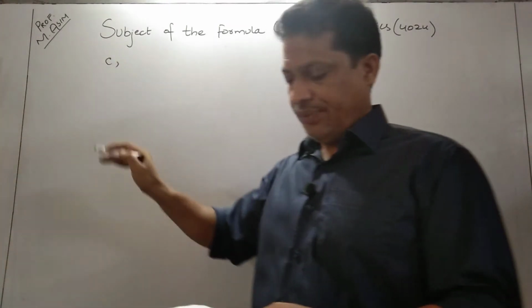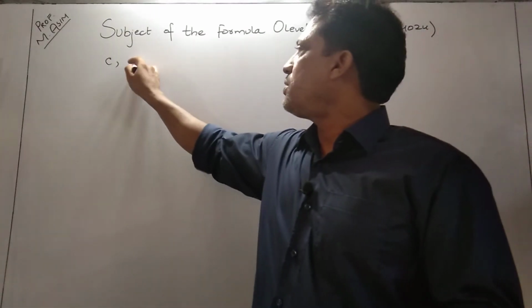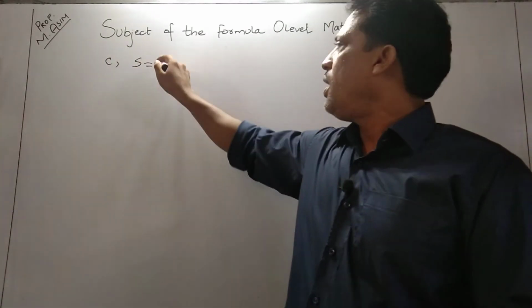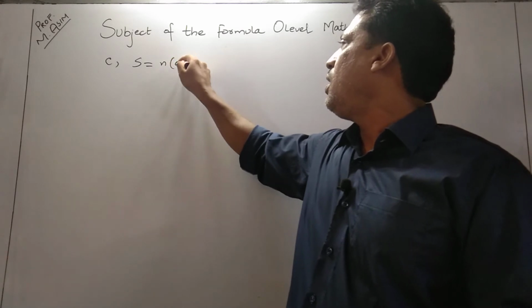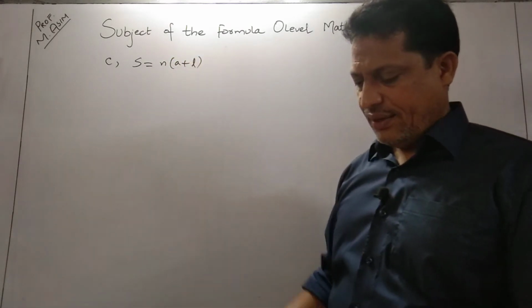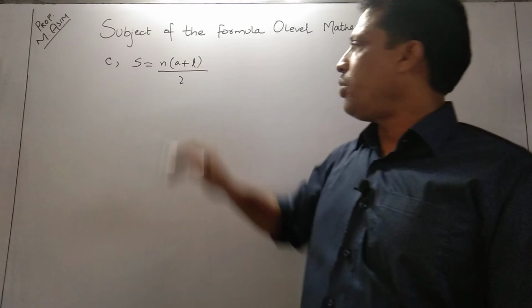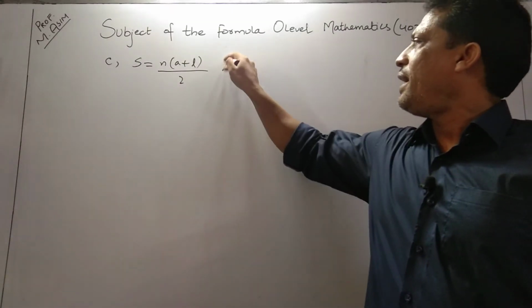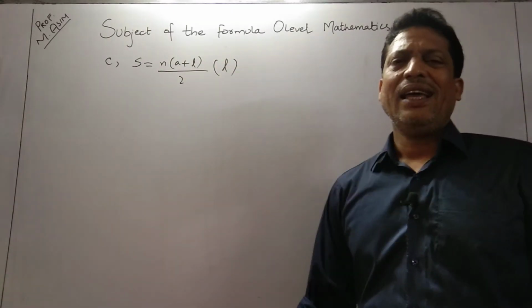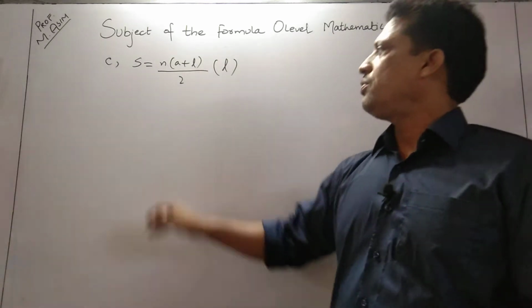Part C. S is equal to n times (a plus l) upon 2, and the target is to make l the subject of the formula. Solution.